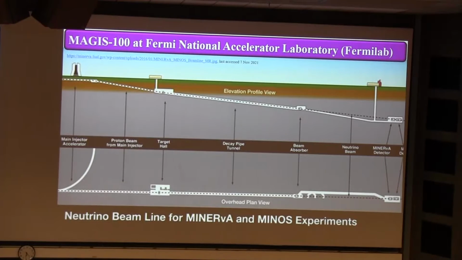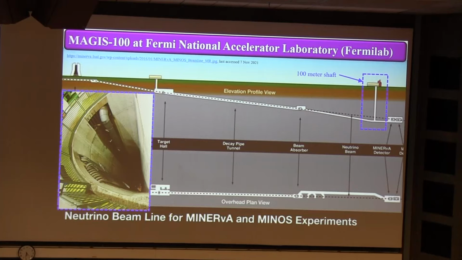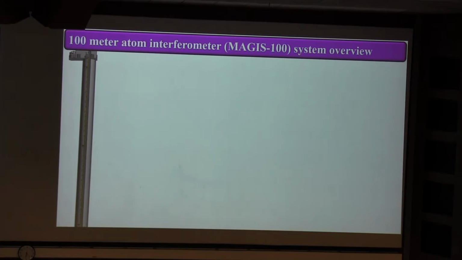All right, so here's a bird's eye view of the MAGIS detector. Here's the 100-meter tower. The interferometer is going to be located on the wall. So here's a CAD rendering of a section of that same interferometer. On the ground level, we have the laser lab. Then we have the top atom source. 50 meters below, we have the middle atom source. And 50 meters below that, we have the bottom atom source.